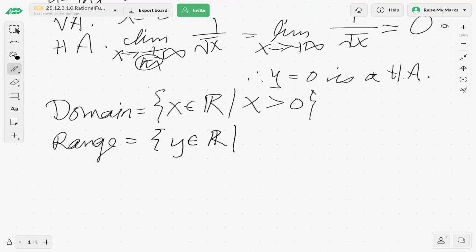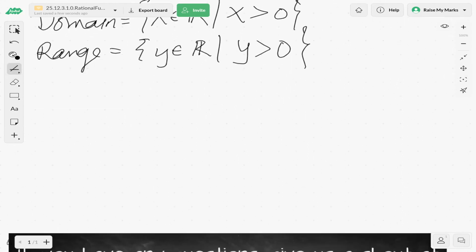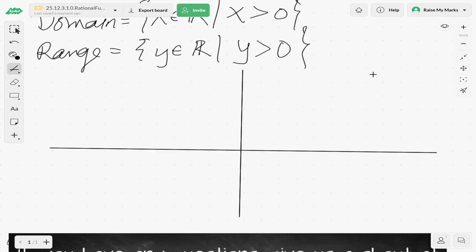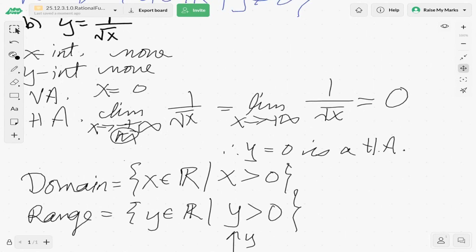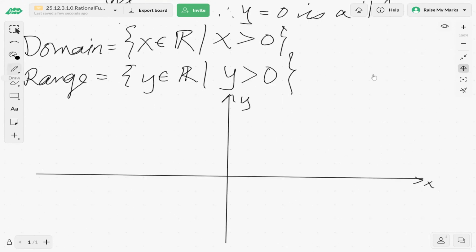Well, it looks like we're taking the square root of a value, and we're taking the positive square root. So let's just assume that. So all our y values are going to be positive. It looks like we're just dealing with that positive quadrant. So let's graph and see what happens. Okay, let's put in our X and Y axes. We have a horizontal asymptote and a vertical asymptote, and they happen to be our X and Y axes. And our function is always positive. So that's our function right there. There's a graph of our function, y equals 1 over the square root of x. Not too difficult. Great.